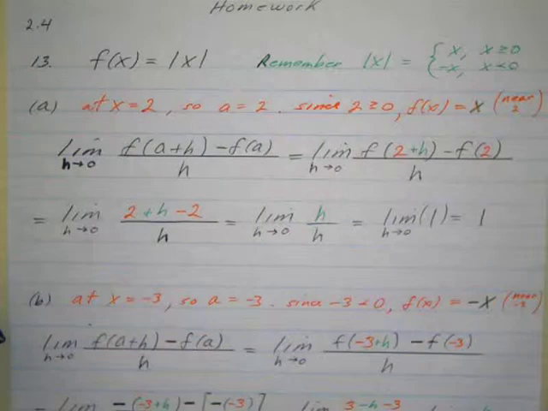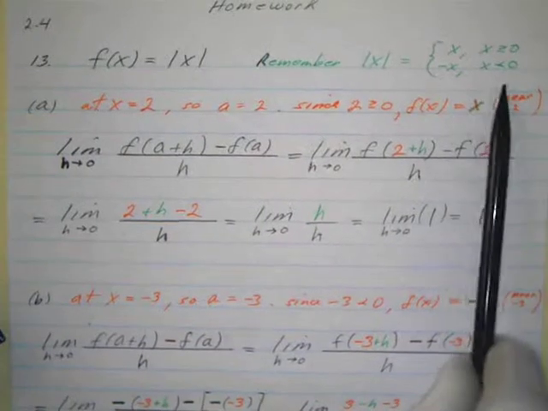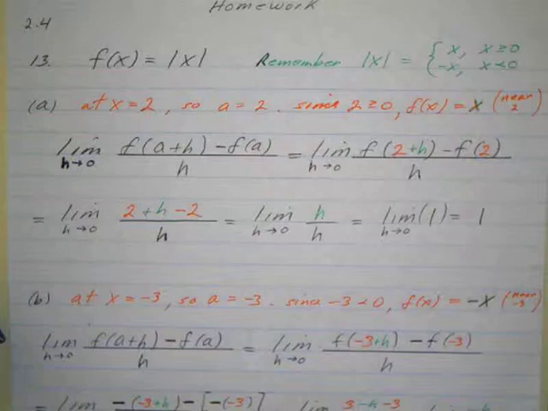Okay, here's some problems from section 2.4, and this is number 13, and the function was the absolute value of x. And remember, the absolute value of x is a piecewise function. It's equal to x when x is greater than or equal to 0, and it's equal to negative x when x is less than 0. I have to keep this in mind because we're not too sure what x is. So keep an open mind about this.